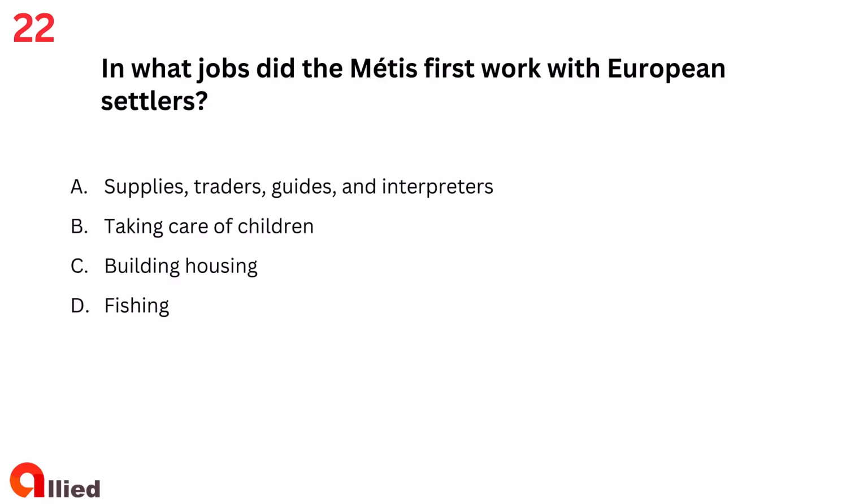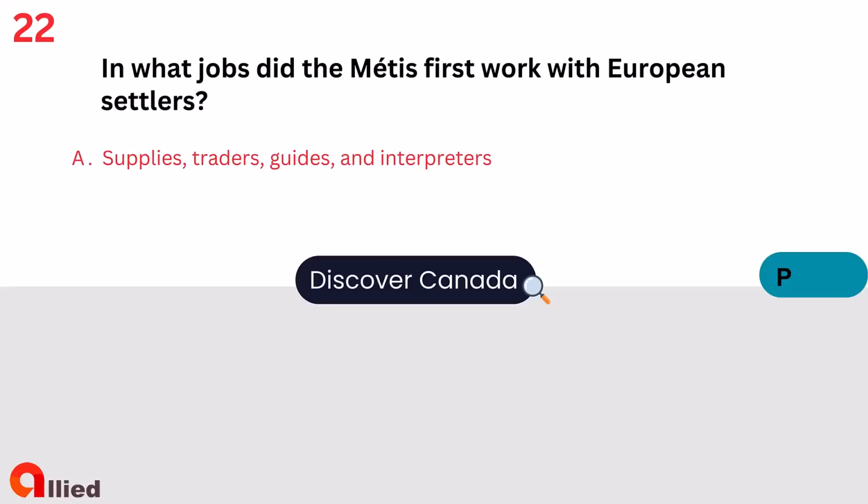Question 22. In what jobs did the Métis first work with European settlers? A. Supplies, traders, guides, and interpreters. B. Taking care of children. C. Building housing. D. Fishing. The answer is A. Supplies, traders, guides, and interpreters.